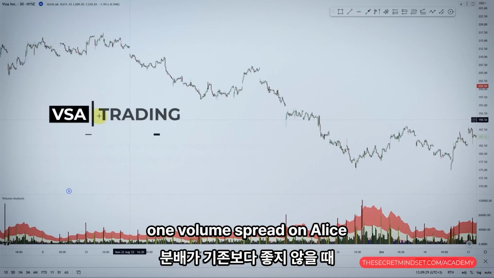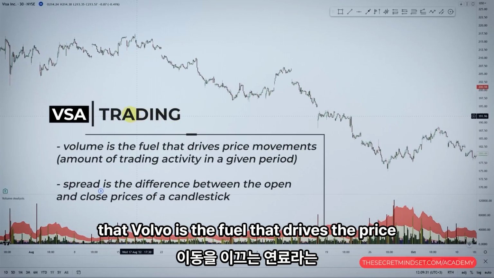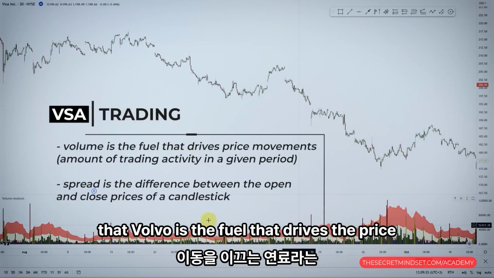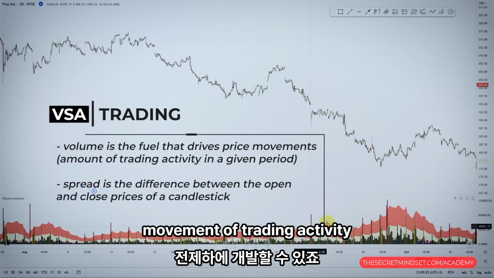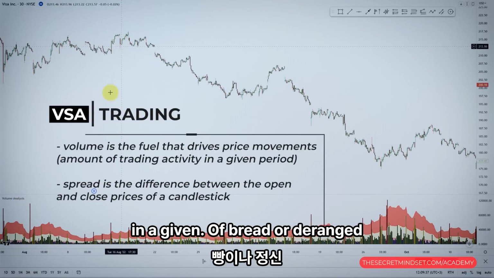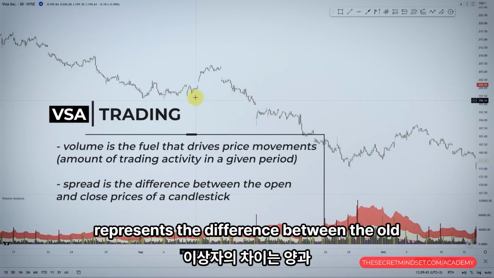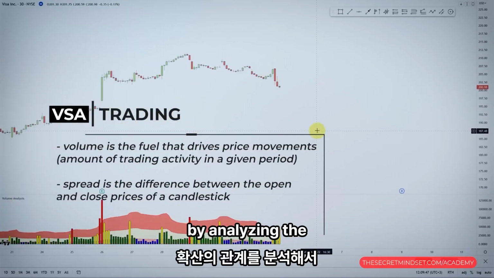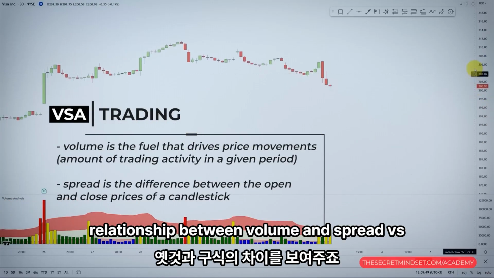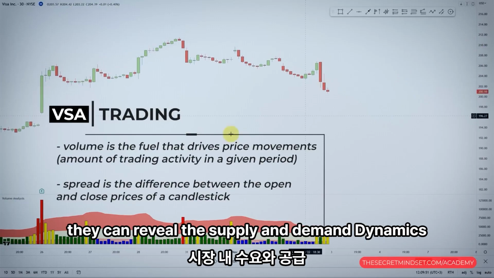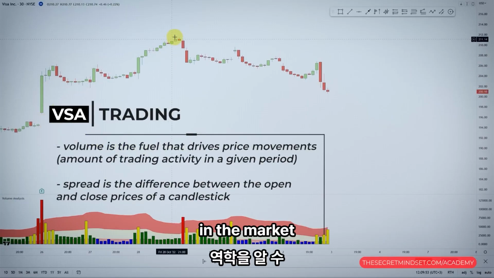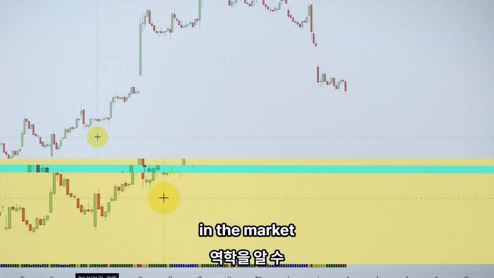Volume spread analysis is based on the premise that volume is the fuel that drives price movements. Volume is the amount of trading activity in a given period, while the spread or the range represents the difference between the open and close prices of a candlestick. By analyzing the relationship between volume and spread, VSA can reveal the supply and demand dynamics in the market.